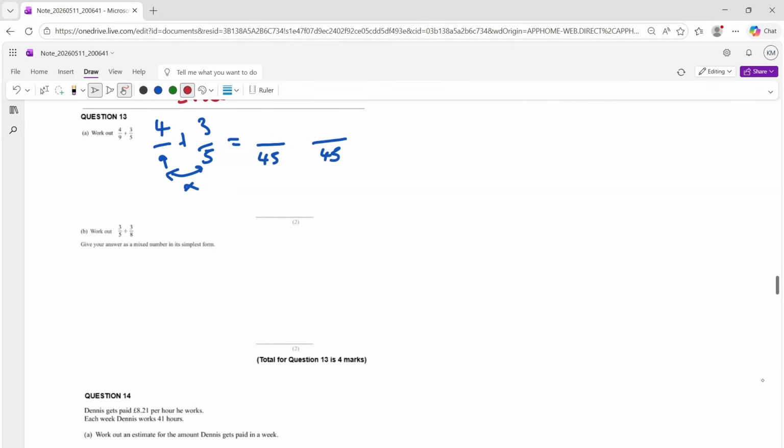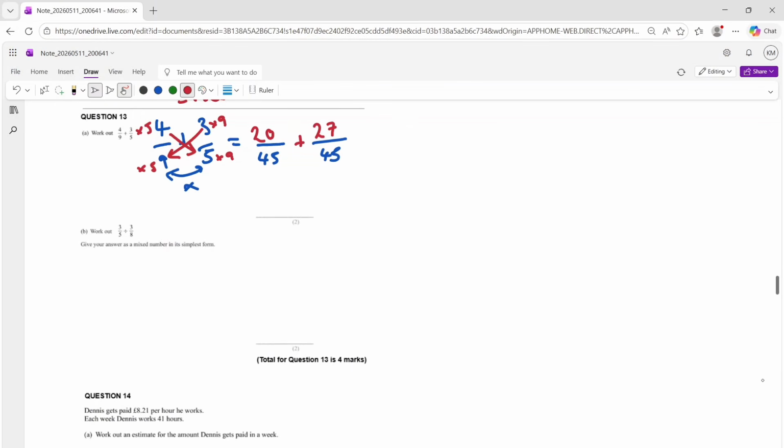And because I've multiplied these two together, I have to multiply the 4 by the 5 and the 3 by the 9. Because whatever I've times the bottom by, I have to do the same to the top. On this side, I've times it by 9, so I have to times the 3 by 9. So you times across diagonally. 4 times 5 is 20, and 3 times 9 is 27.